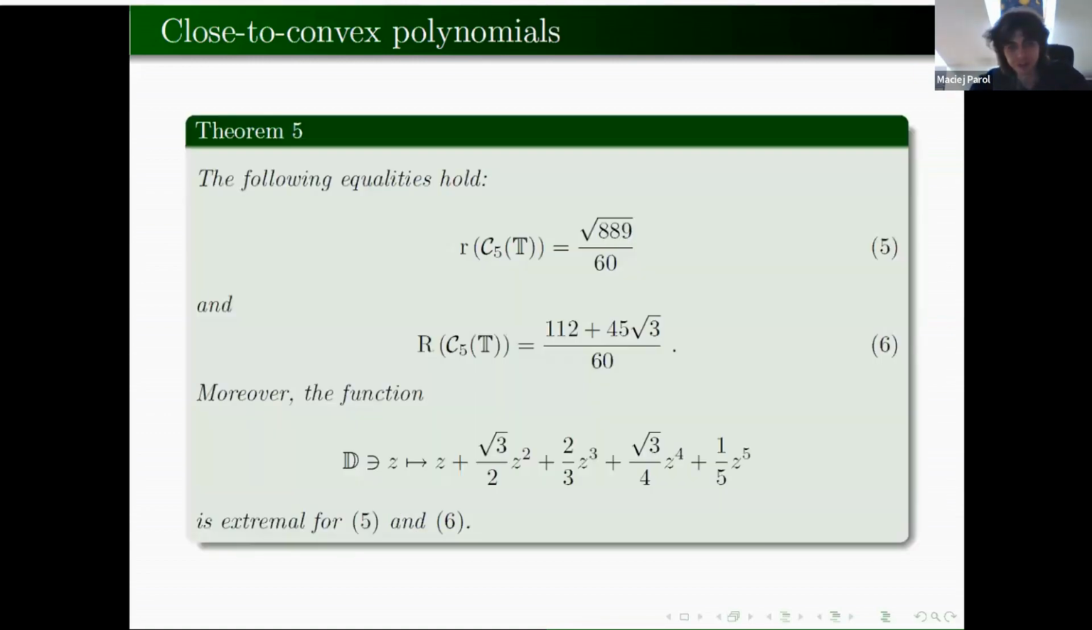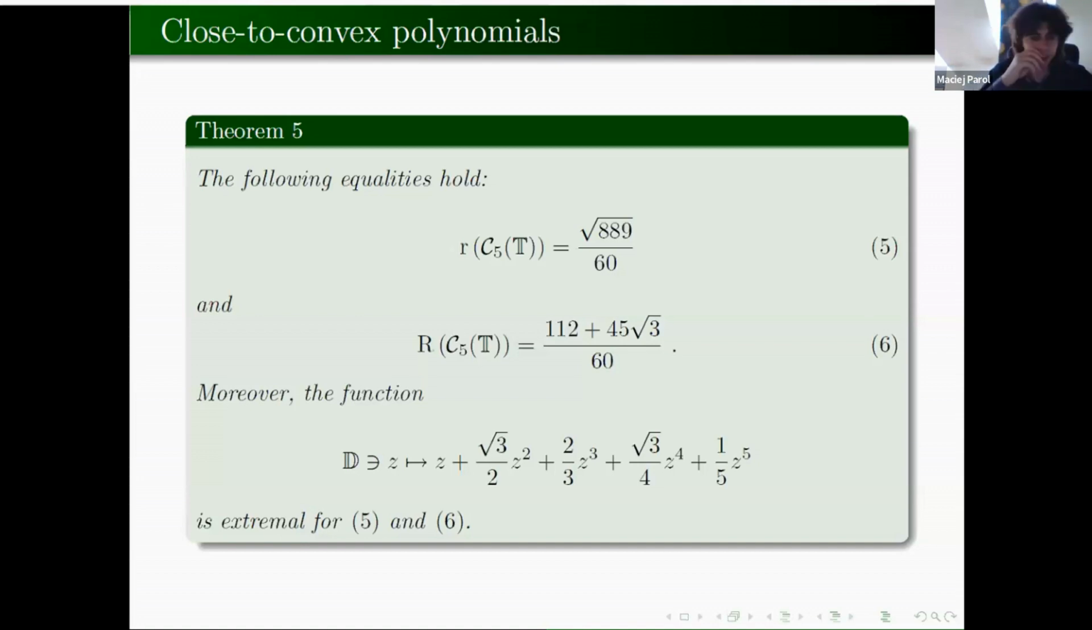And the next theorem, theorem 5, is the case when n is equal to 5. This is a polynomial of quite high degree. And we proved that the minimal Koebe radius is equal to square root of 889 over 60, and the maximal Koebe radius is equal to (112 plus 45 square roots of 3) over 60.